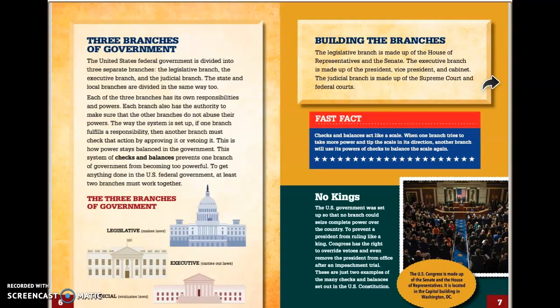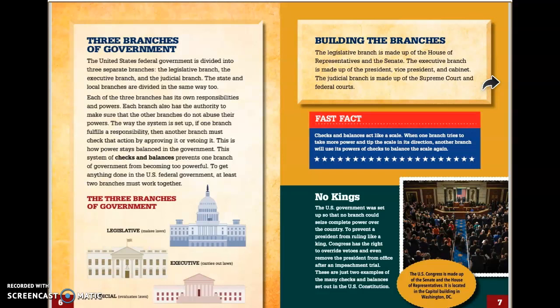Page 6 and 7. Three branches of government. The United States federal government is divided into three separate branches: the legislative branch, the executive branch, and the judicial branch. The state and local branches are divided in the same way too. Each of the three branches has its own responsibilities and powers.